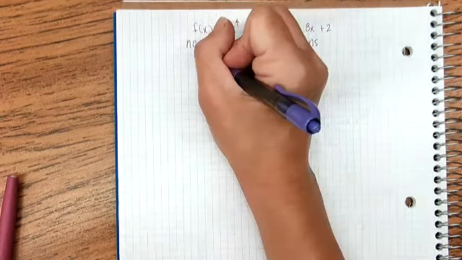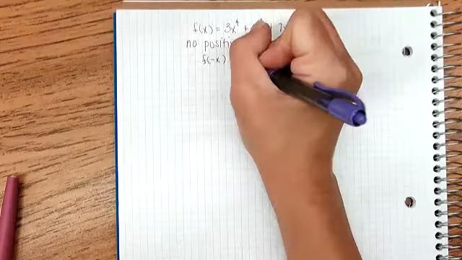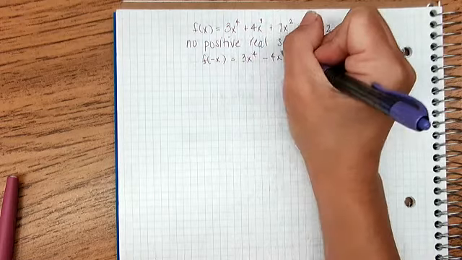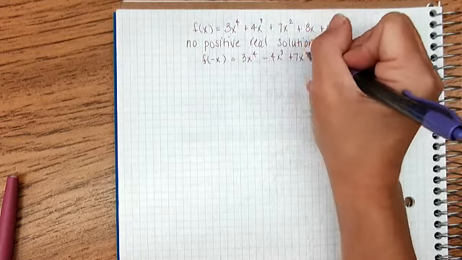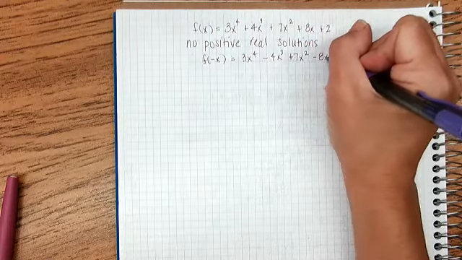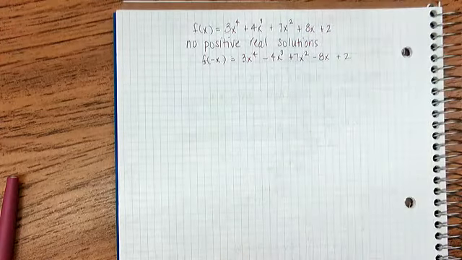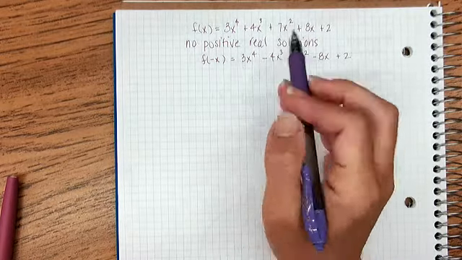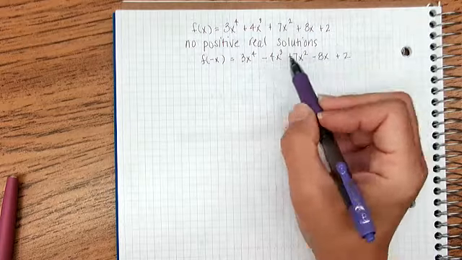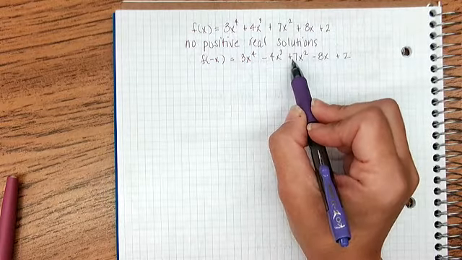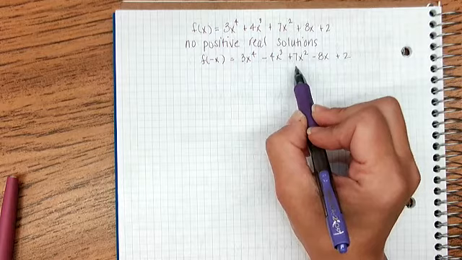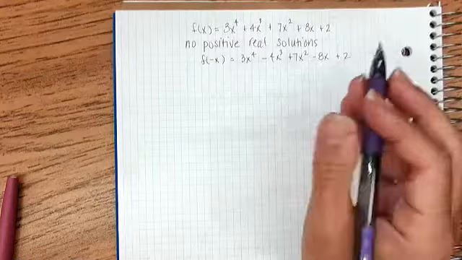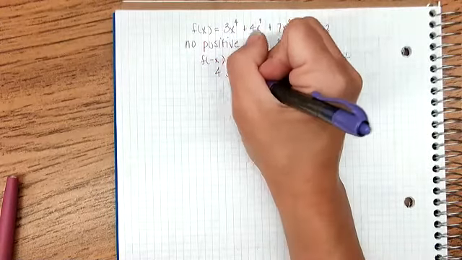Let's look at f of negative x. That's going to be 3x to the 4th minus 4x cubed plus 7x squared minus 8x plus 2. Plug in negative x, pause the video if you need to. From positive 3 to negative 4, that's 1 sign change. Negative 4 to 7, that's 2 sign changes. 7 to negative 8, that's 3 sign changes. Negative 8 to 2, that's 4 sign changes.